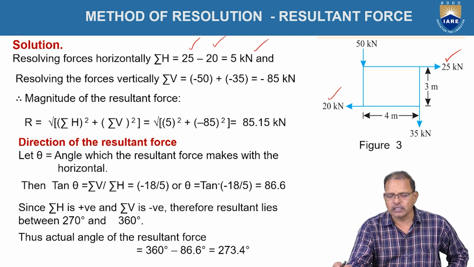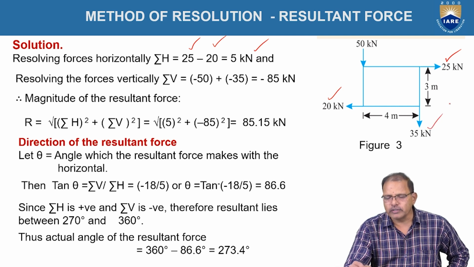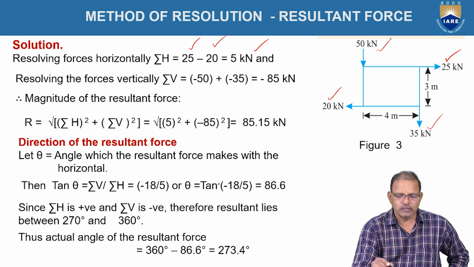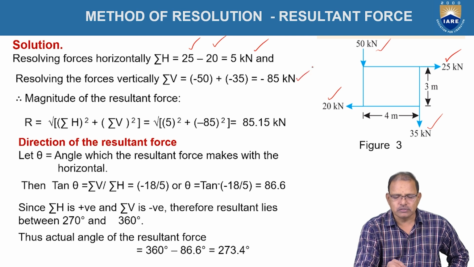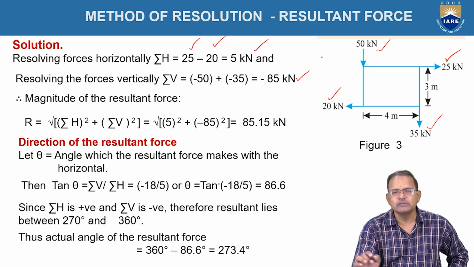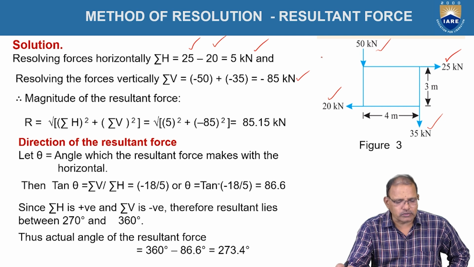Similarly, resolve the forces vertically. The forces acting in upward direction are treated as positive and downward forces are treated as negative. Here in this problem, the 35 kilonewtons acting in downward direction is negative. 50 kilonewtons also acting in downward direction is treated as negative. That is, here total force is equal to minus 50 plus minus 35 equal to minus 85 kilonewtons.